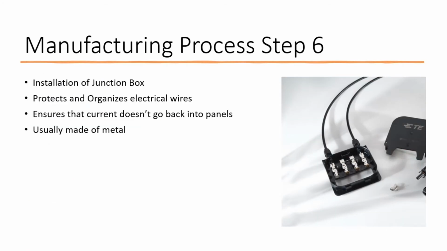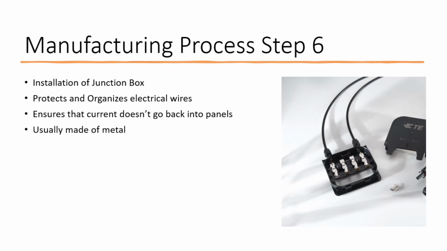Going over the next step of the manufacturing process is the installation of the junction box. This protects and organizes all of the electrical wires in the back of the solar panel. Frank Rosenkrantz, product manager of solar for EMEA, India and Americas for connector and junction box manufacturer TE Connectivity, described the junction box as the most important part of a panel.